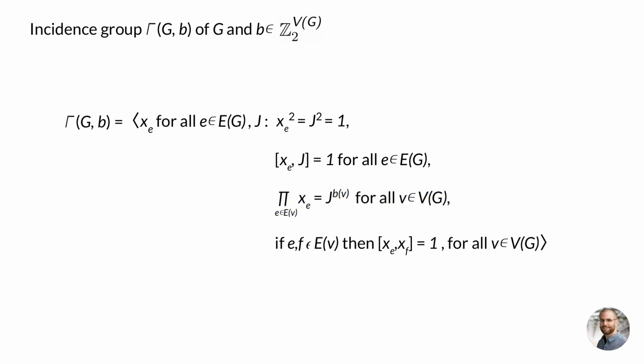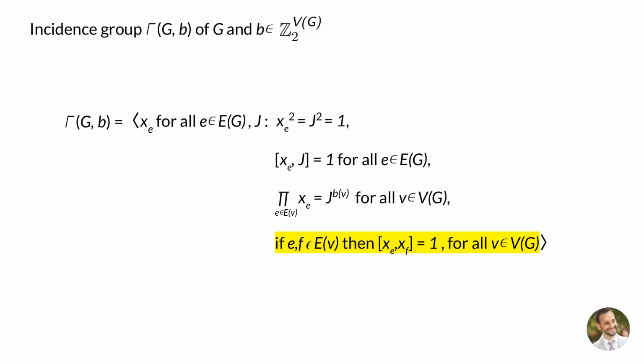Since we don't actually require all the generators to commute in the incidence group, what we end up with is a non-commutative analog of the incidence system. However, we do require j to be central so we can treat it as a scalar. And since there's no specified order for edges around a vertex, we require generators incident to a common vertex to commute.